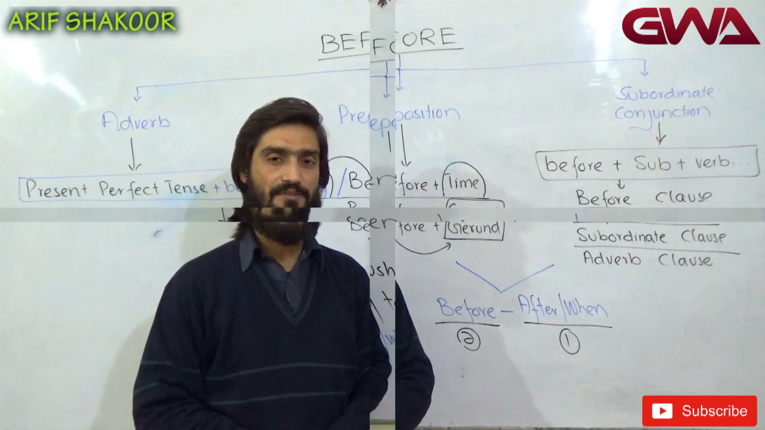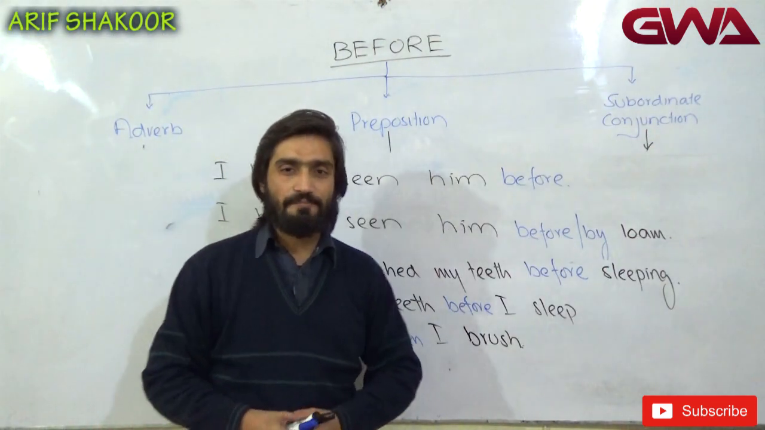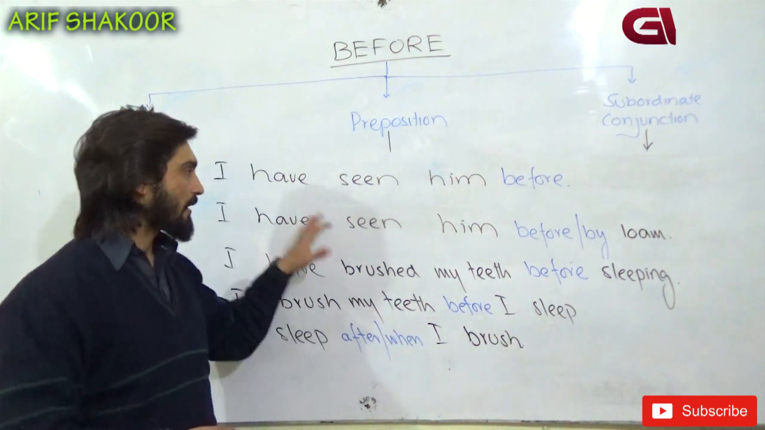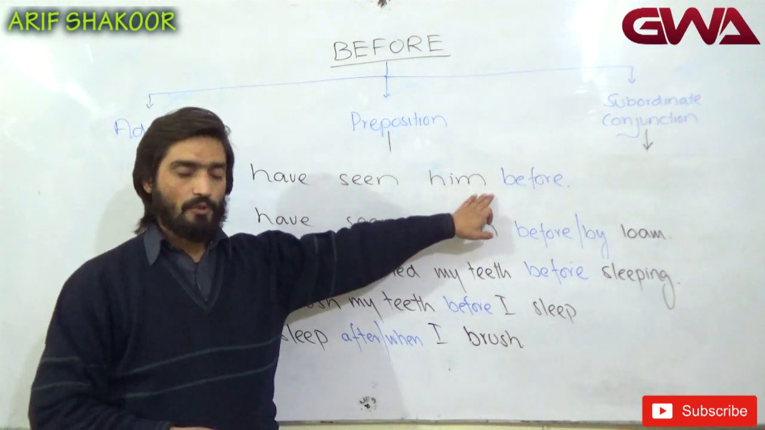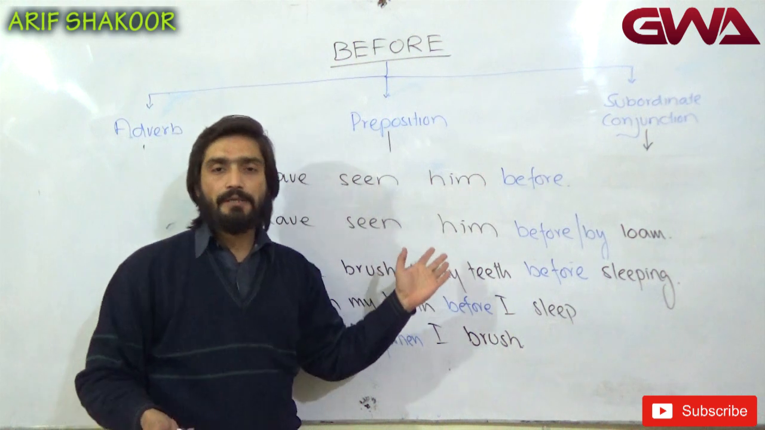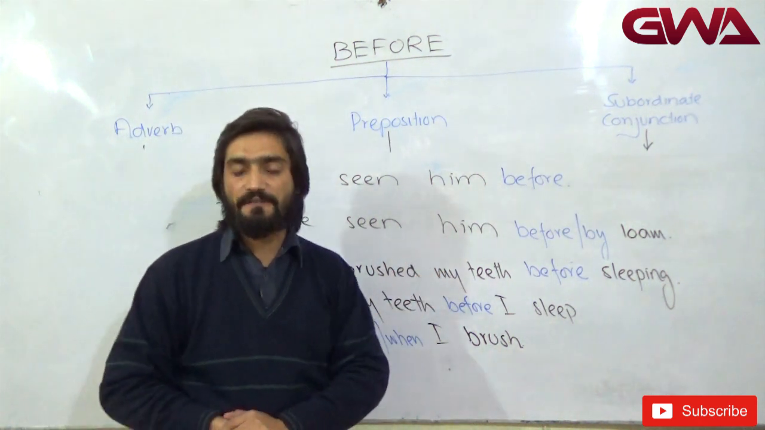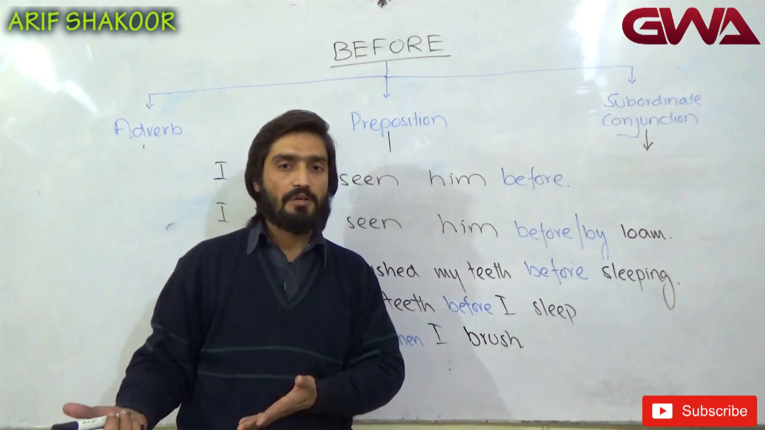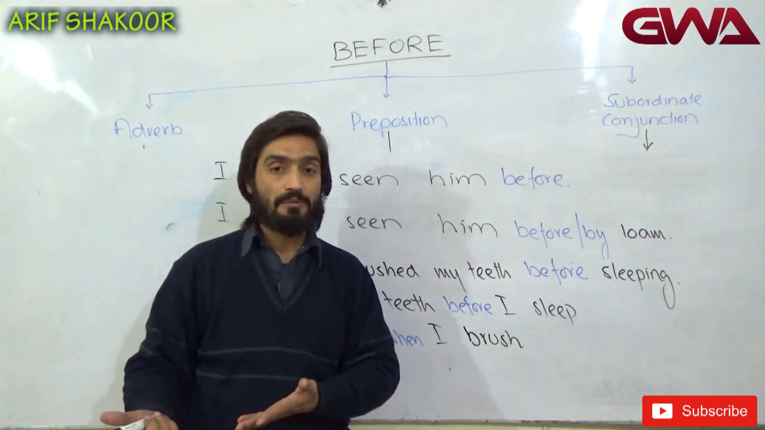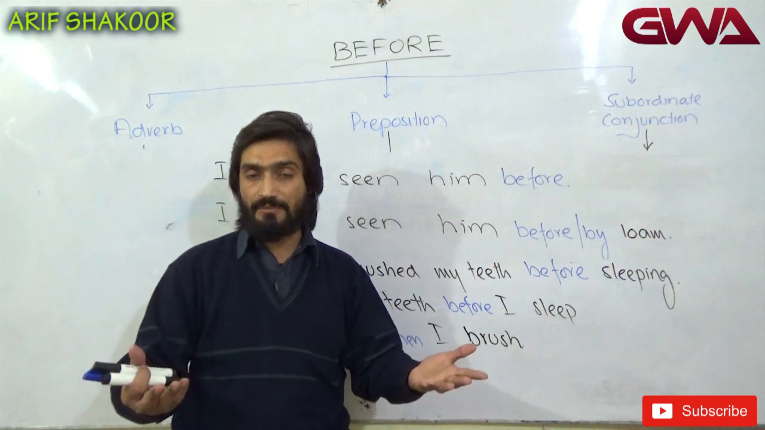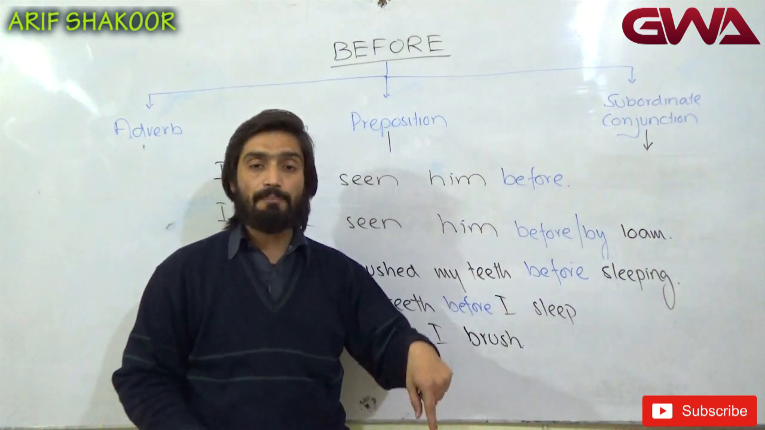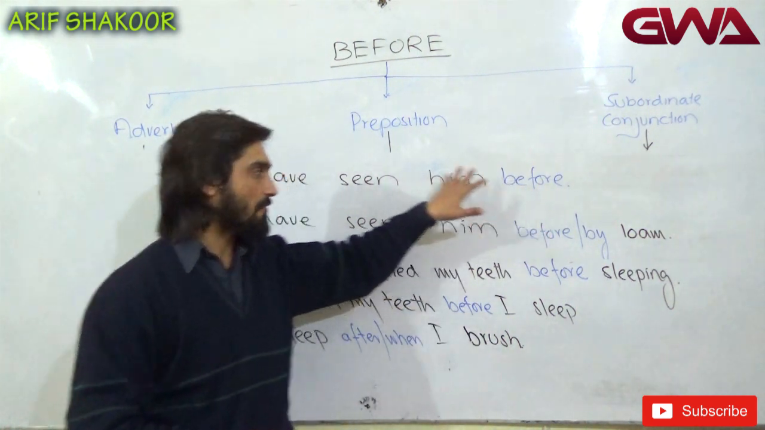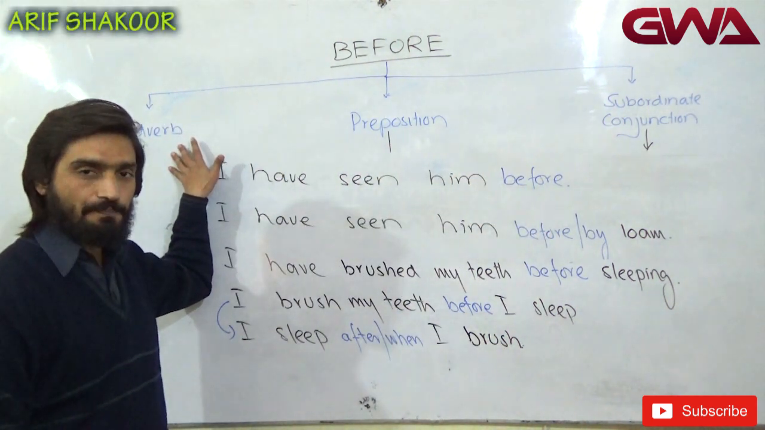Let's have some examples. Here are the examples of before as an adverb, as a preposition, and as a subordinate conjunction. I have seen him before. Now here, the time is not specific. I don't know, maybe I have seen him a few days ago, a few weeks ago, a few months ago. The time is not clear, but I have seen him before now, before present. Now here, before functions as an adverb.